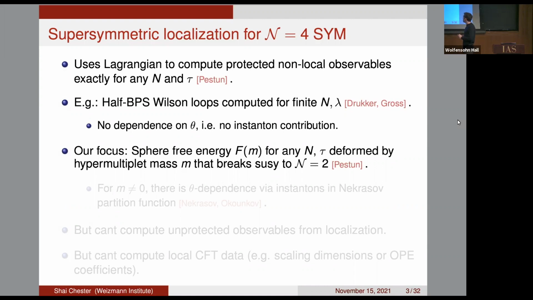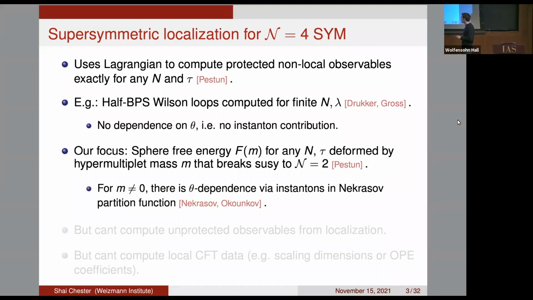So it's a simpler quantity than it could have been. Our focus is another non-local quantity called the sphere free energy, F of m, which can be computed for any value of N and tau, where m is the hypermultiplet mass with which you can deform the N=4 theory in order to get an N=2 theory, called the N=2* theory. This was also computed for any value of N and tau in the original localization paper by Pestun. What's interesting about this localization calculation is that when m is not 0, there is theta dependence via instantons, which are captured by the Nekrasov partition function. So the localization quantity is a bit more non-trivial than that which is used to compute half-BPS Wilson loops.